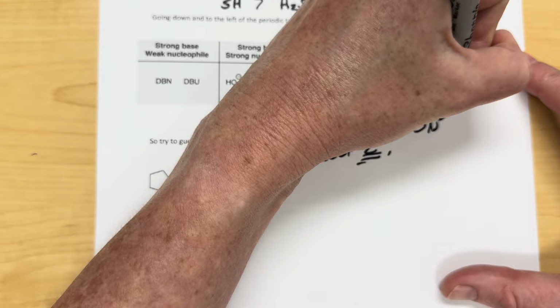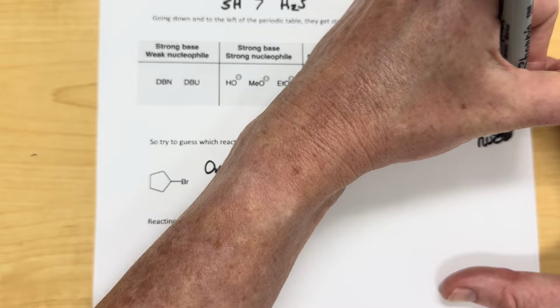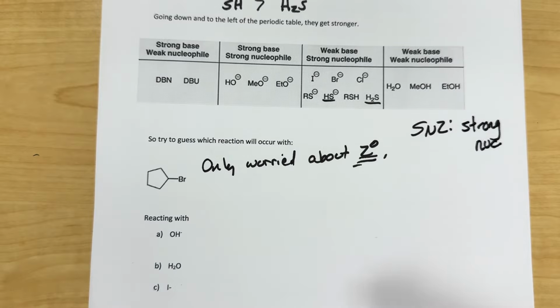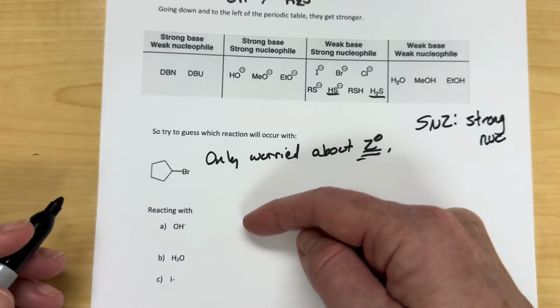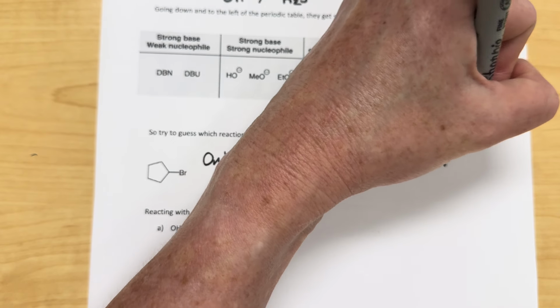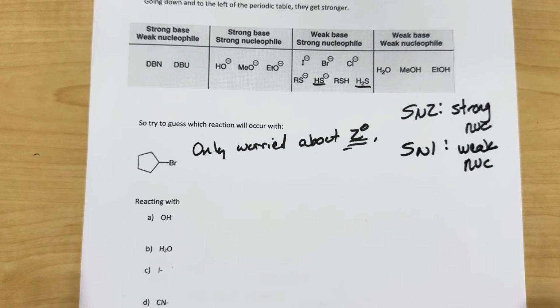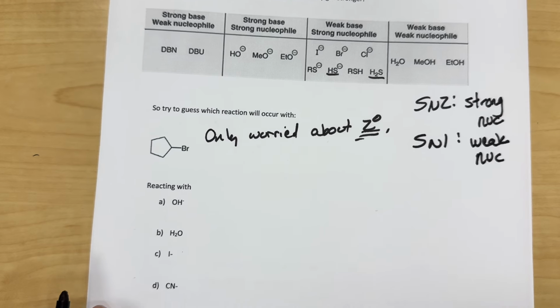But SN2 is going to prefer strong nukes. That's because it's a single-step reaction, right? So it has to be a strong enough nuke to come in and force that leaving group to leave. But an SN1 wants a weaker nucleophile. Okay? So given that, let's go ahead and look at these.